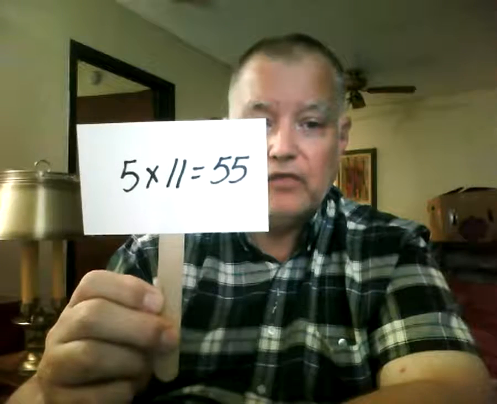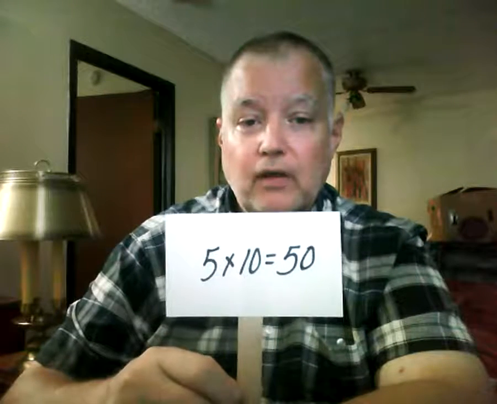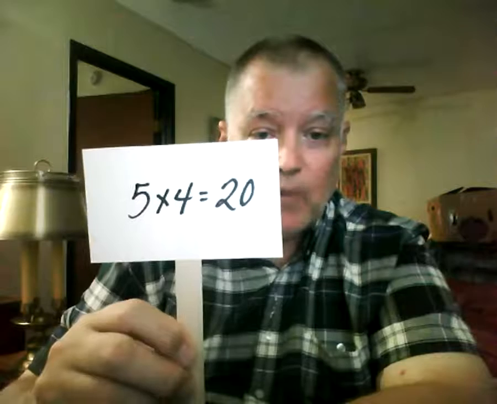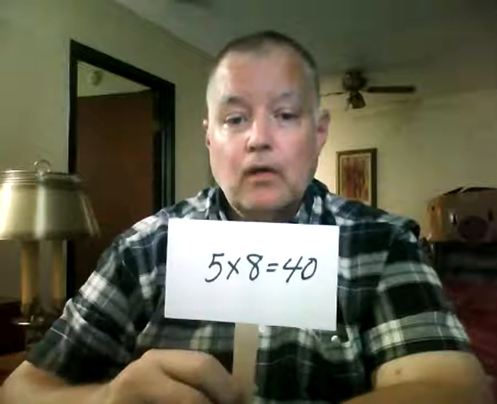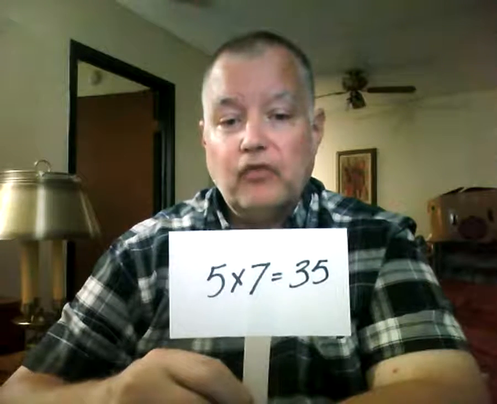5 times 11 is 55. 5 times 10 is 50. 5 times 4 is 20. 5 times 9 is 45. 5 times 8 is 40. 5 times 7 is 35.